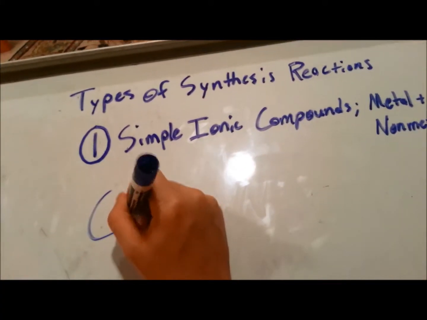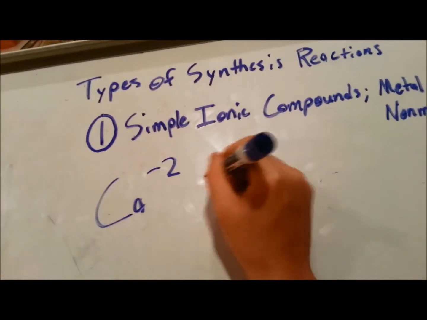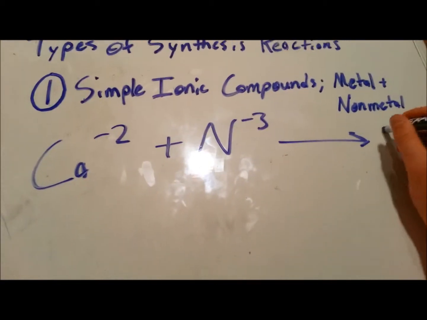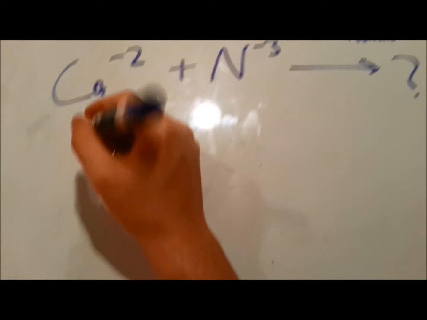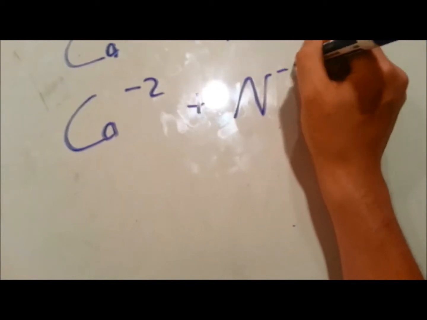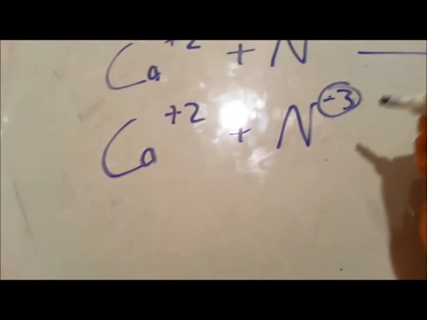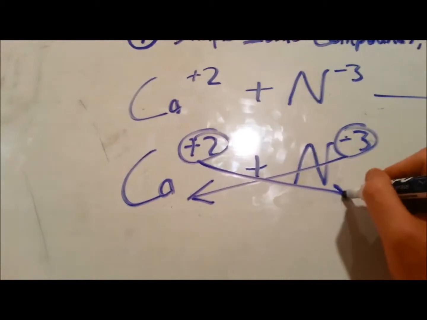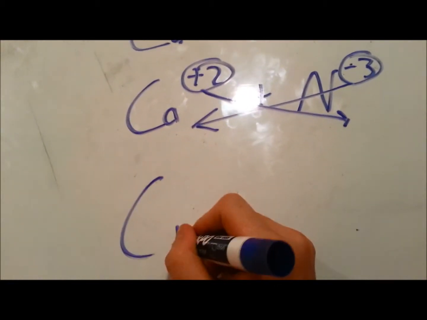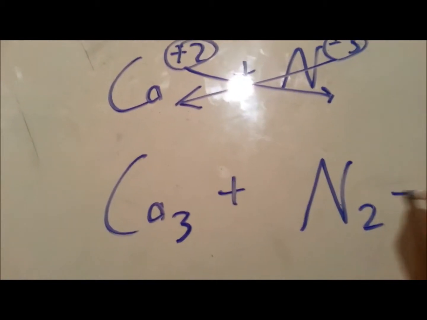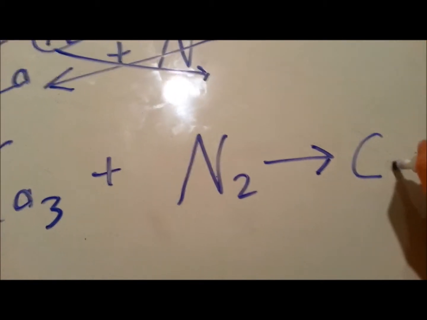The first type of synthesis reaction is the simple ionic compound, which is a metal combining with a nonmetal. So calcium 2+ combined with nitrogen 3- combines to form what? So, the first thing you do is take the upper numbers, the superscripts, from the two elements, drop the charges, and cross them over. And that becomes the subscript for the new element in the compound. So, calcium would become Ca3 and would combine with N2 to form Ca3N2.